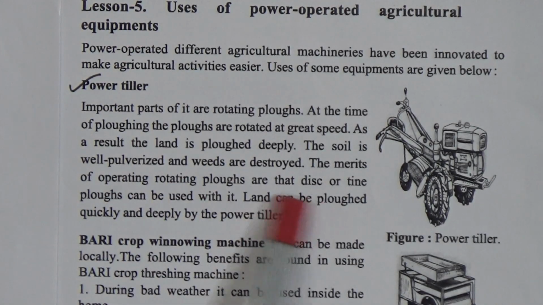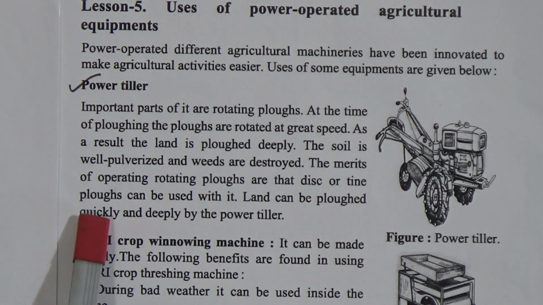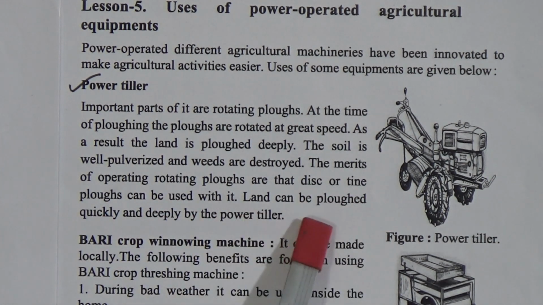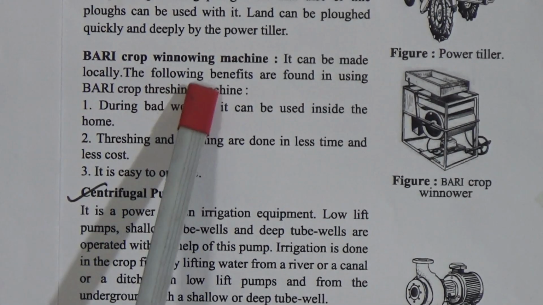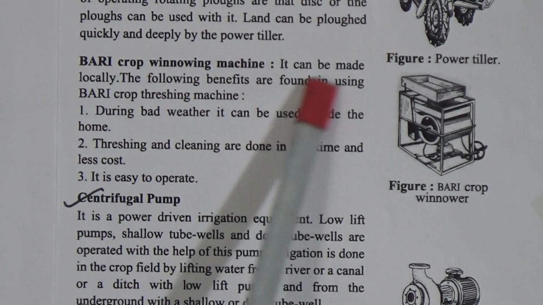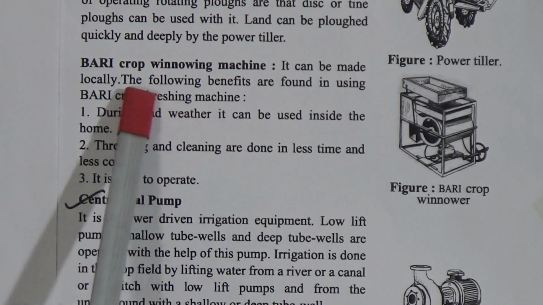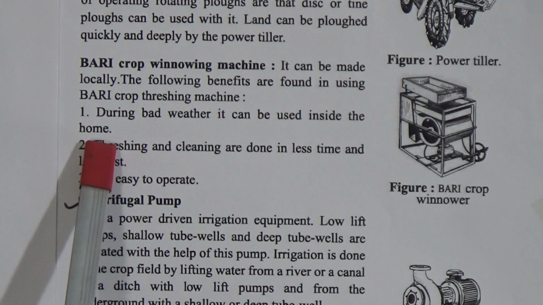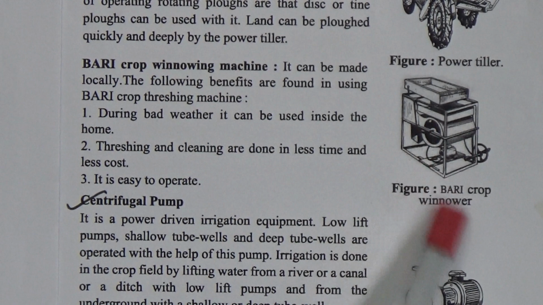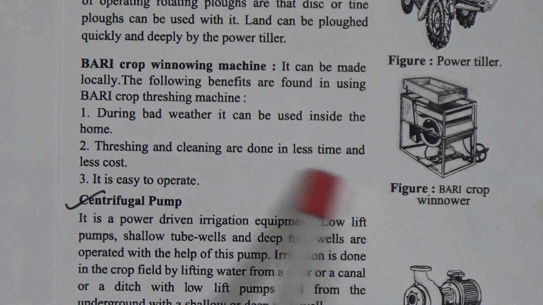The merits of operating rotating ploughs are that disc or tyne ploughs can be used with it. Land can be ploughed quickly and deeply by the power tiller. And the second one is the Bari crop winnowing machine. It can be made locally. The following benefits are found in using the Bari crop winnowing machine. This is the picture of the Bari crop winnower.